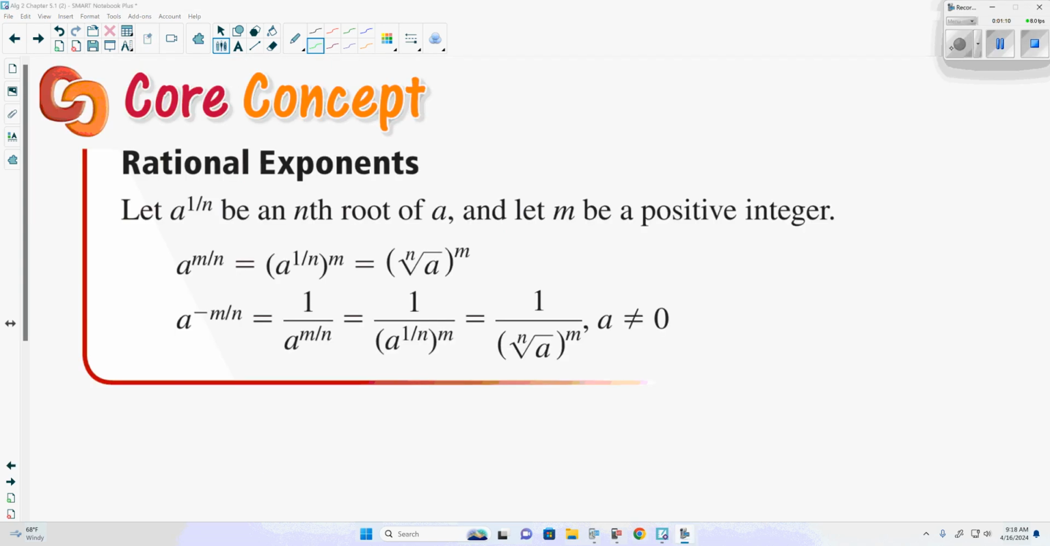What we're looking at today is continuing on with what we did yesterday. Actually, this first part, we kind of did it already. Because this is, say, let a to the 1 over n be the nth root of a, and let m be a positive integer. So a to the m over n is equal to the nth root of a to the m. We actually did that yesterday when we were doing some of the simplifying down. If the integer is negative, well, we just move it from the top of the fraction to the bottom and do the exact same thing. That's really all there is to it.